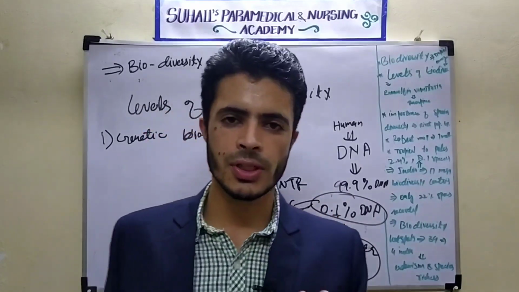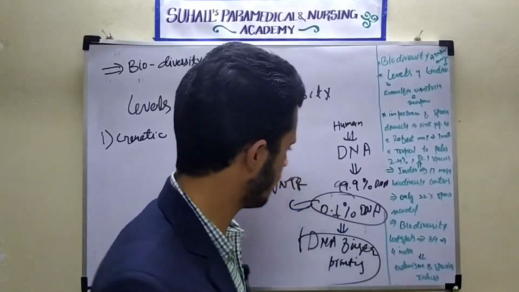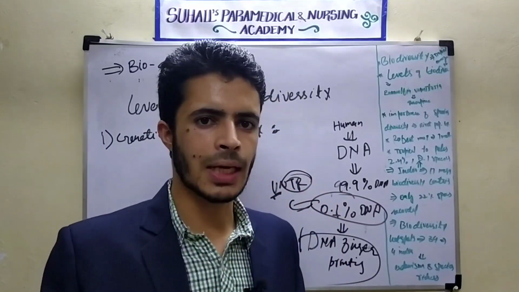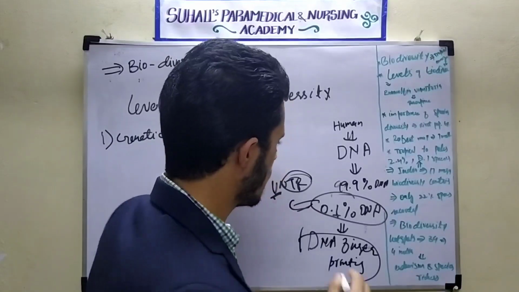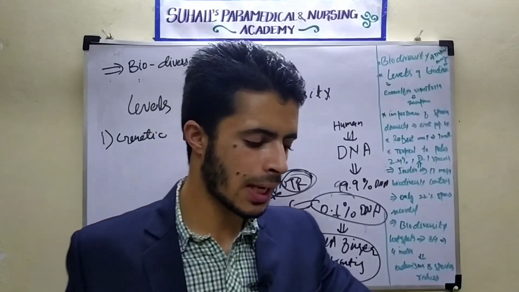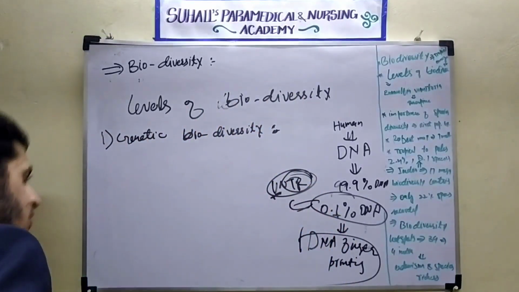This 0.1% is actually a variable number of tandem repeats, because it is variable among human beings, and this DNA is repeating many times. That is why it is a repetitive DNA. So this is called VNTR, variable number of tandem repeats. The 0.1% DNA I have told is different among humans also. So this is the biodiversity at the genetic level.